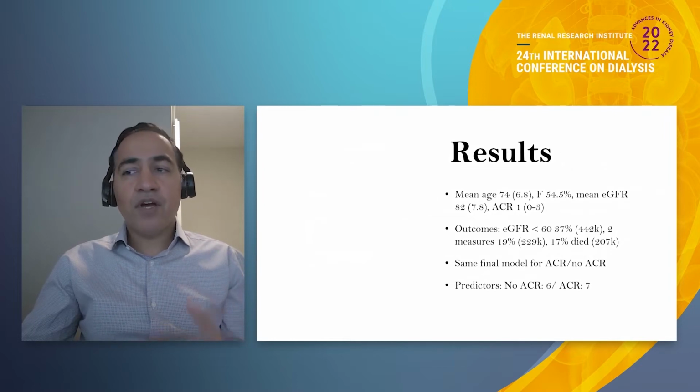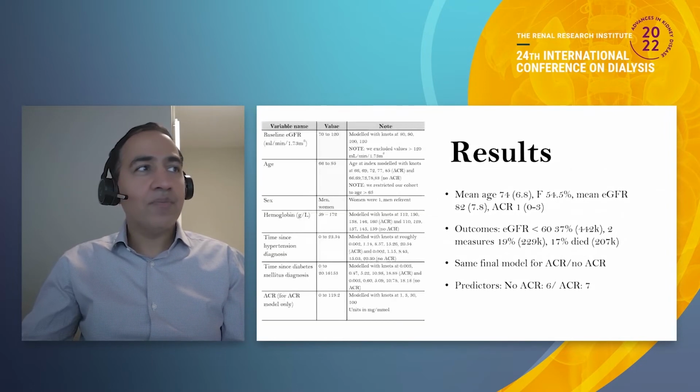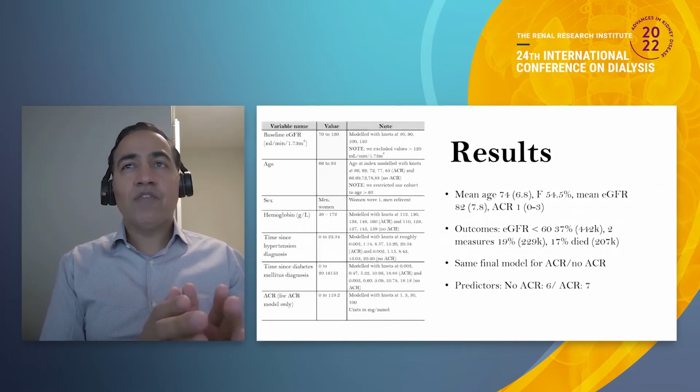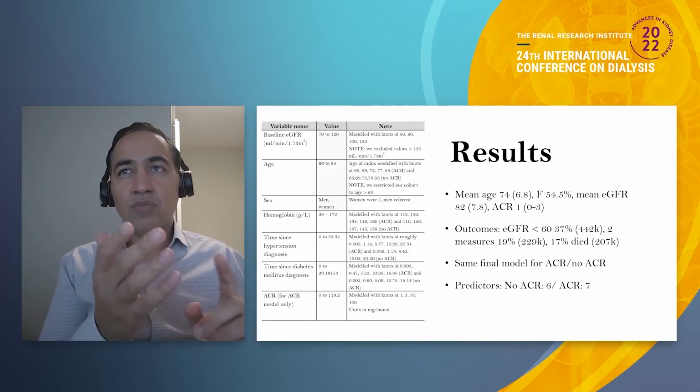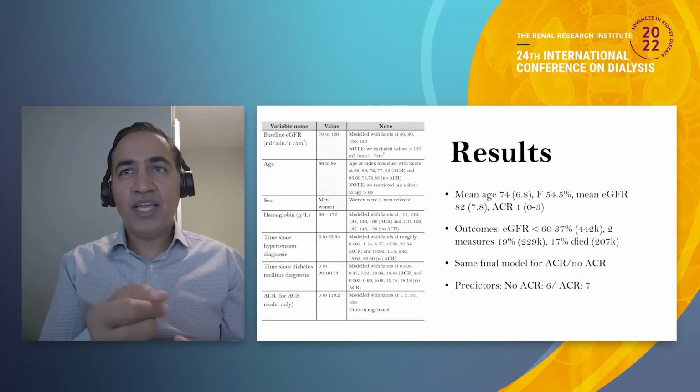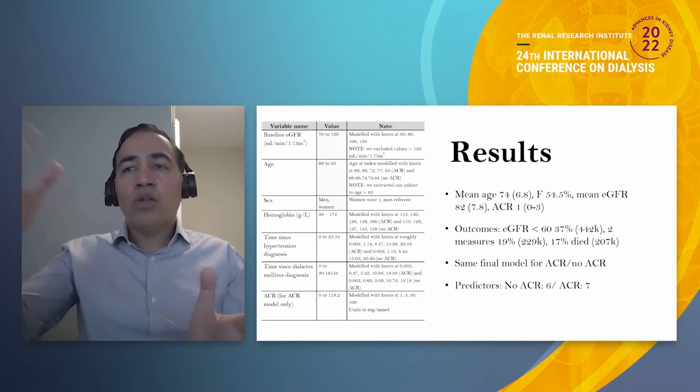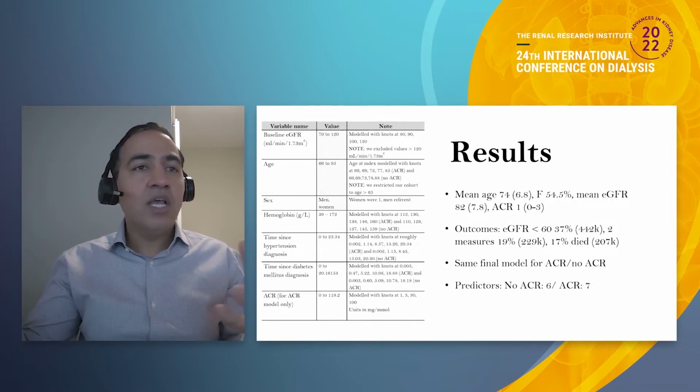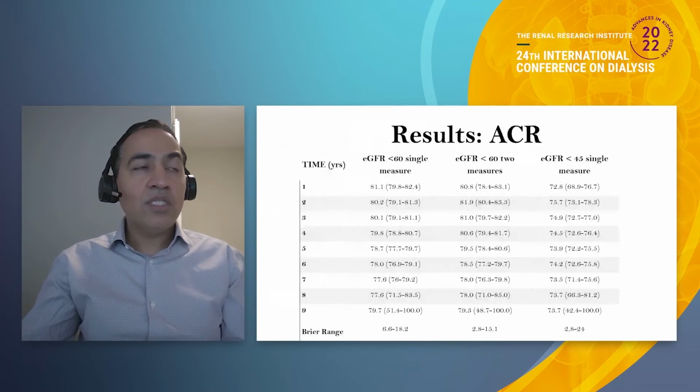And we developed the same final model for ACR and no ACR. So only 6 or 7 variables in this model, 7 if you count ACR, 6 without ACR. The baseline GFR, age, sex, hemoglobin, and time since the diagnosis of hypertension and time since the diagnosis of diabetes. As you know, the longer time you have with these diseases, the more likely you are to develop chronic kidney disease.